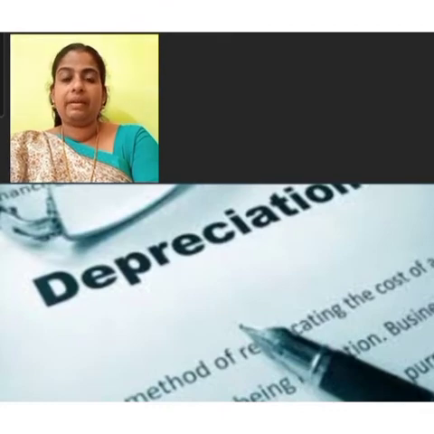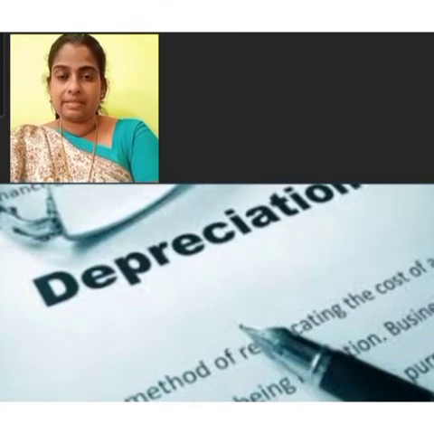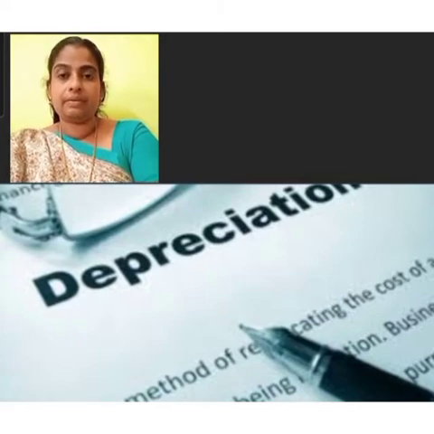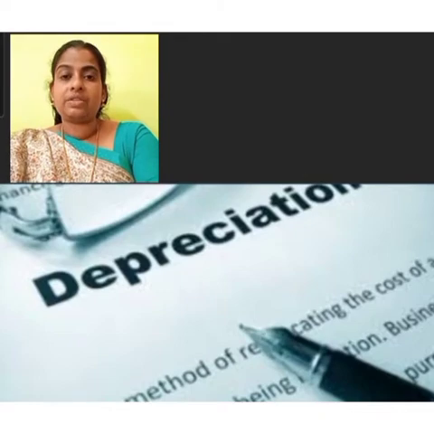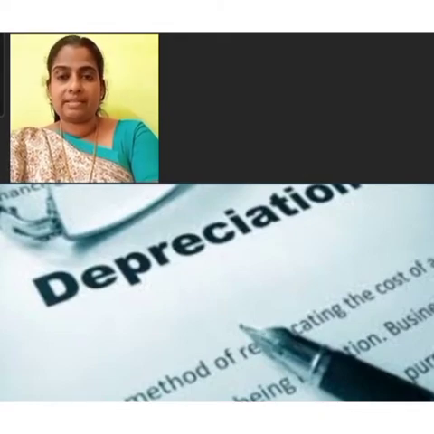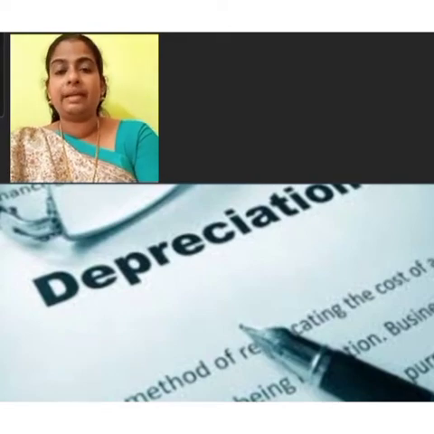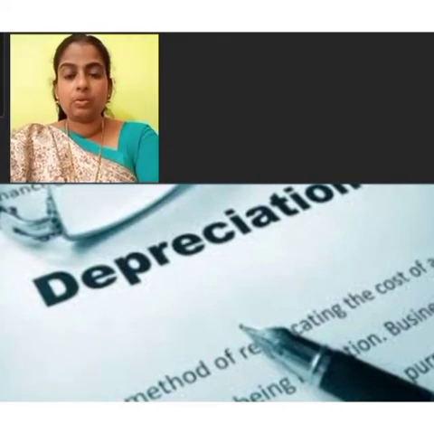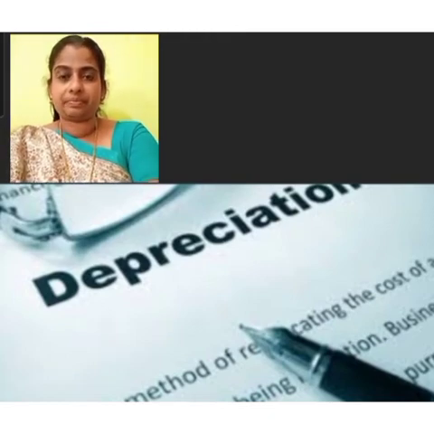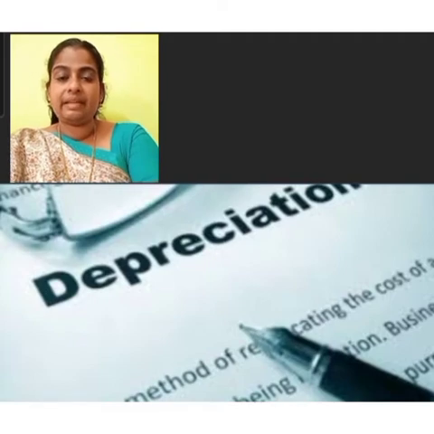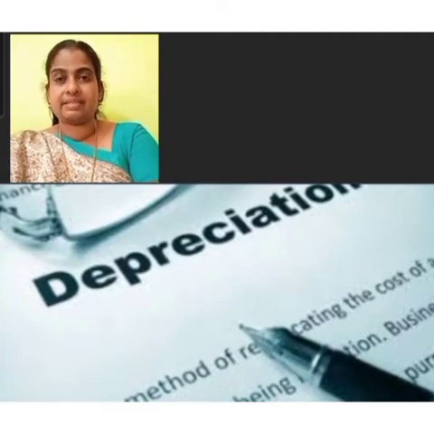Fixed assets can be again divided into two, tangible assets and intangible assets. The various examples of intangible assets are patent, goodwill, trademark, copyrights, etc. The various examples of fixed assets are plant, machinery, building, furniture, loose tools, etc. Depreciation can be defined as decline in the value of fixed assets.